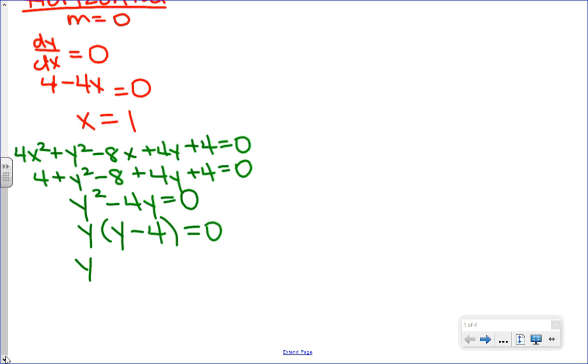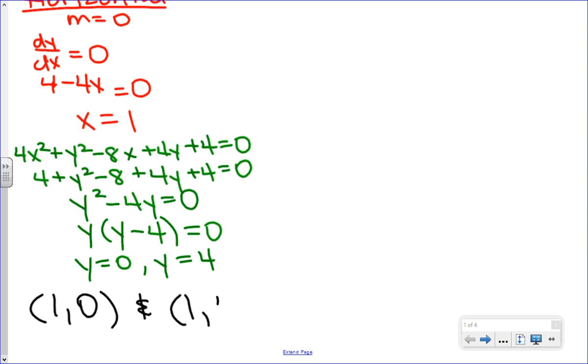So this means y equals 0 or y equals 4, which means actually there are two places where we have a horizontal tangent line. We have a horizontal tangent line when x is 1, y is 0, and when x is 1, y is 4.